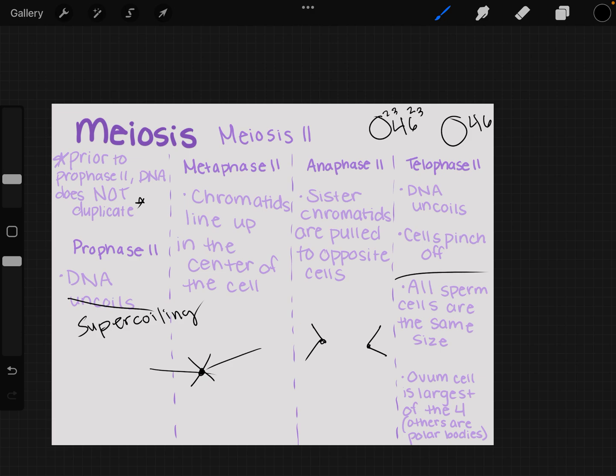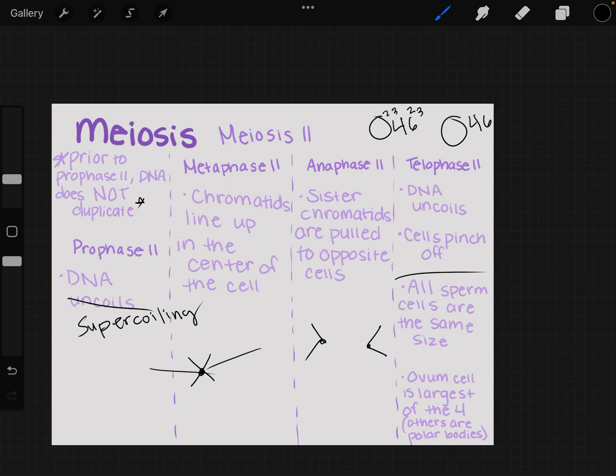The reason why it's this way is just to allocate resources. And the egg cell, here's a fun fact, is the only cell which we can see with the naked eye. You can see this ovum cell, but I'm assuming you wouldn't be able to see the polar bodies, they're too small. And that's why they're different sizes. It's just how it works out for females. But sperm cells are always going to be the same size.